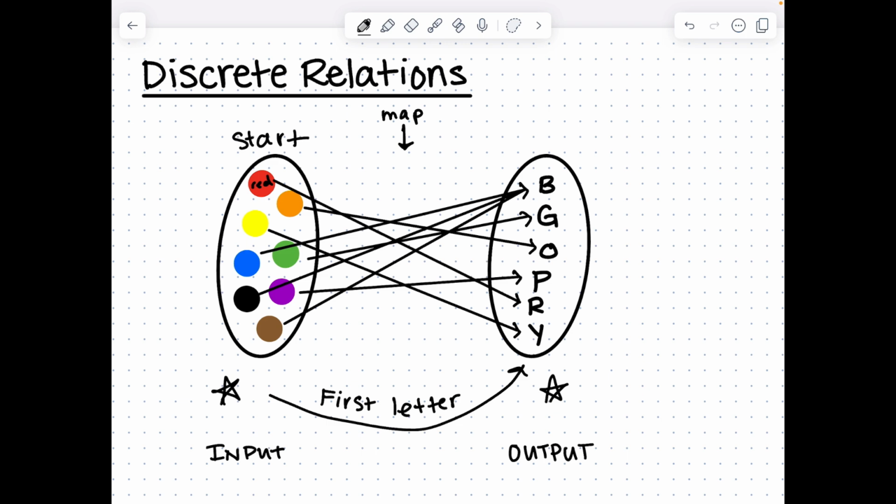Now, things to notice: each colored dot only has one arrow coming off of it. That's important. And we can also see that some of these letters have multiple arrows going to them. That's not super important for an Algebra 1 level relation discussion as we introduce functions. But if you are in Algebra 2 trying to get a refresher on relations and functions, having multiple arrows going to a single output does get important for you. So this was one example of a relation.